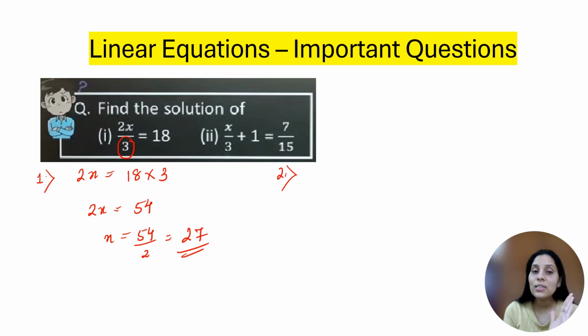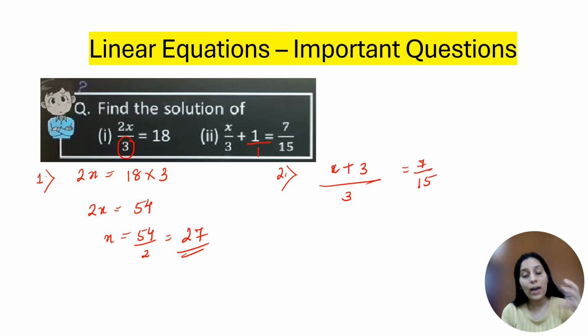But here, since it doesn't belong to 1, it is not under 1, you cannot directly transfer 3 to the other side. So firstly, what I can do is take the LCM. What is the LCM of 3 and 1? It is 3. So x plus 3 is equal to 7 by 15. Now that I see that 3 is for all the terms on the left hand side, I can directly transfer it to the right hand side.